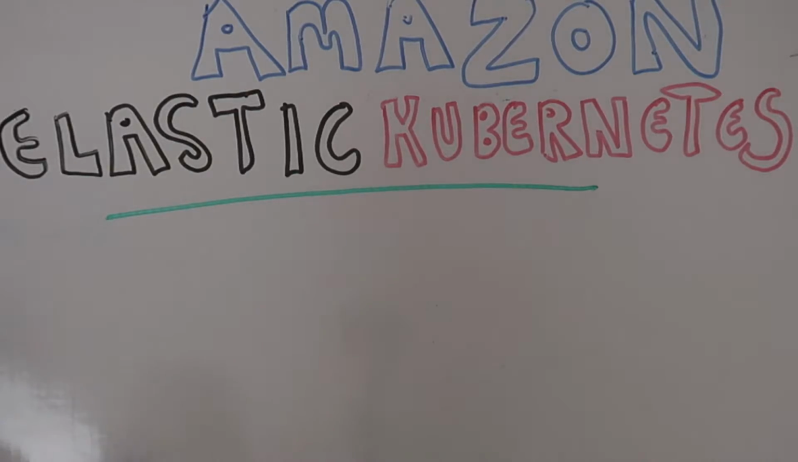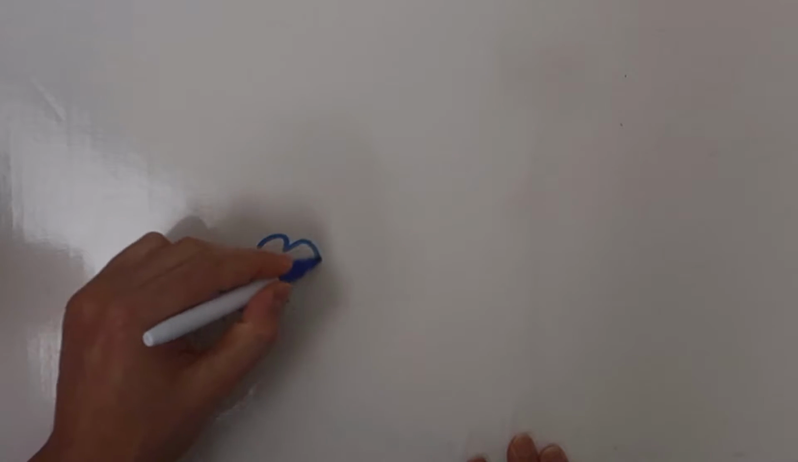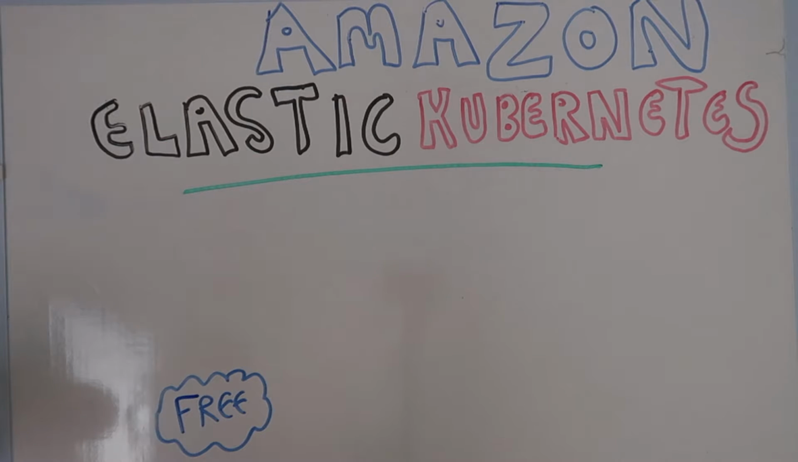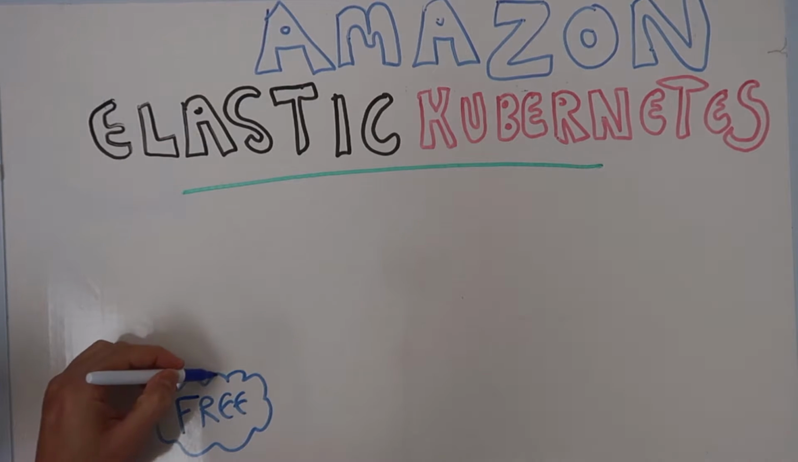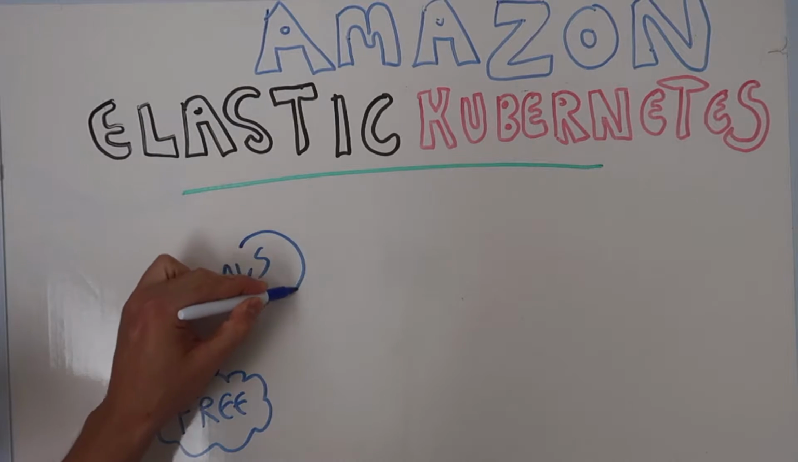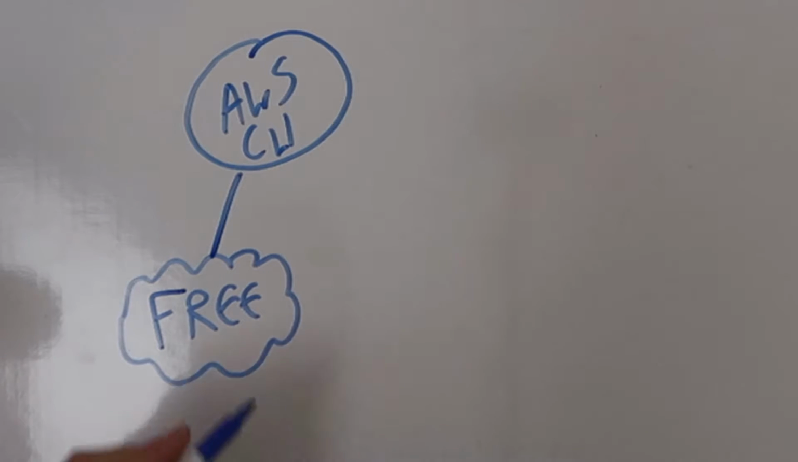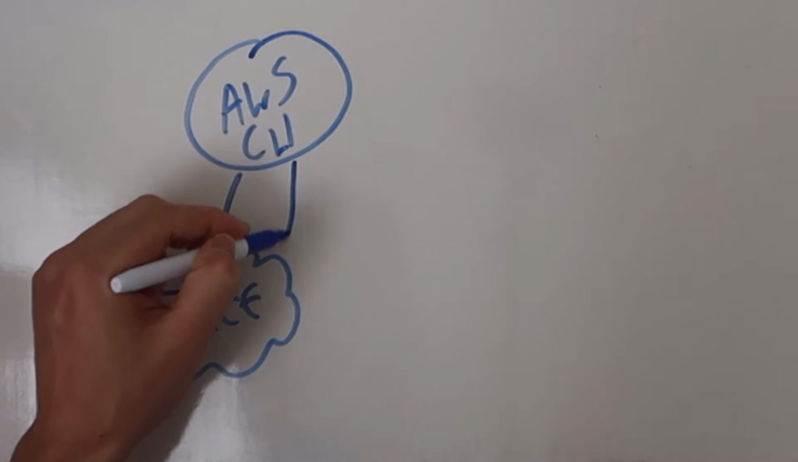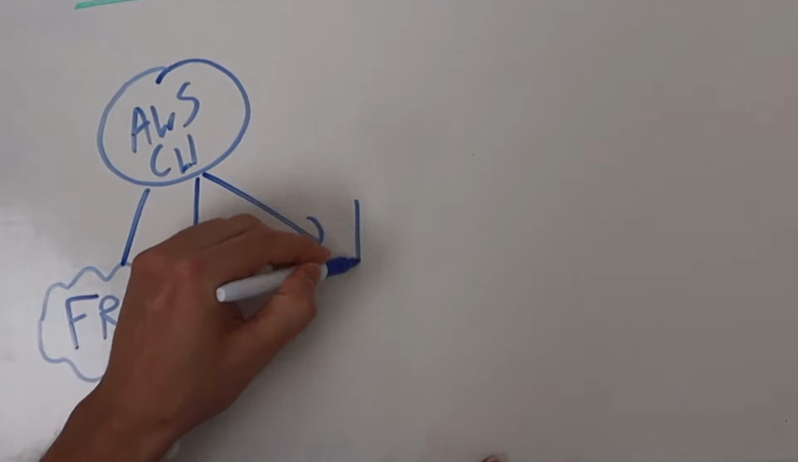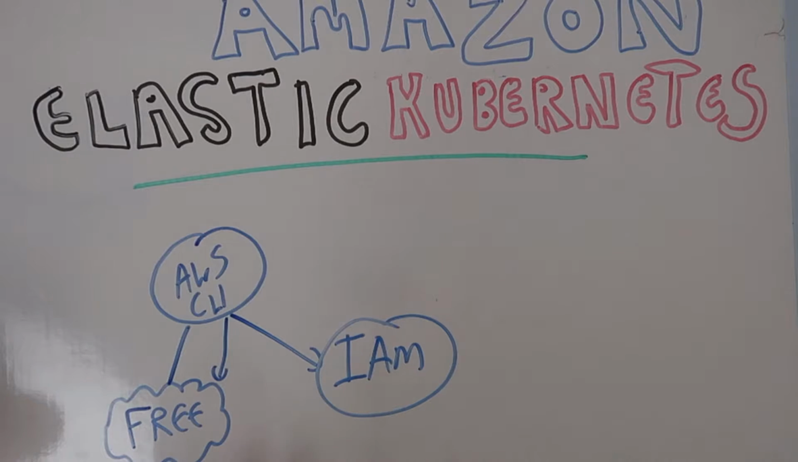Alright, so let's break it down into steps. We're going to create an Amazon AWS free account. This will give us access to the free tier, and I'll talk about that in a second. Then we're going to install the AWS CLI. This is the command line interface to interact with Amazon Web Services. Then we're going to use the CLI to log in to our free account and create what's called an IAM role. This is kind of like a service account that manages our Kubernetes resources.